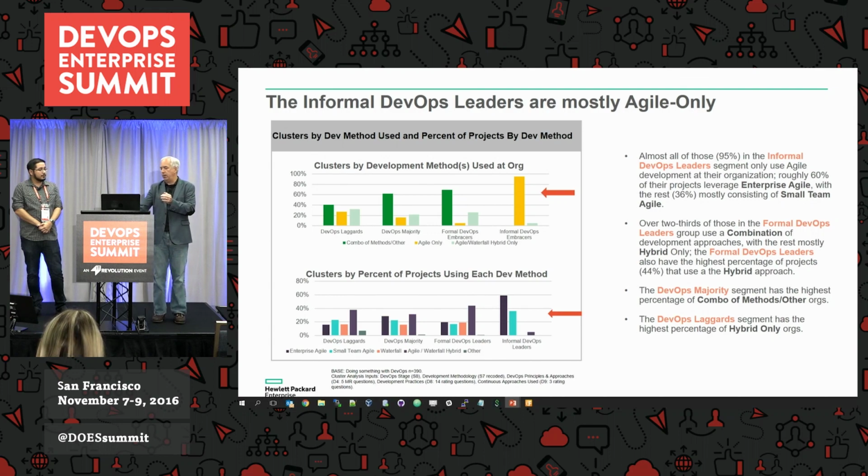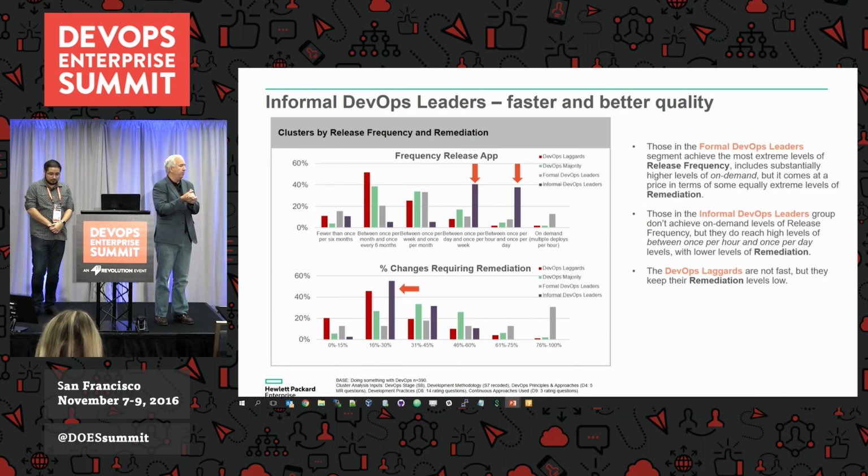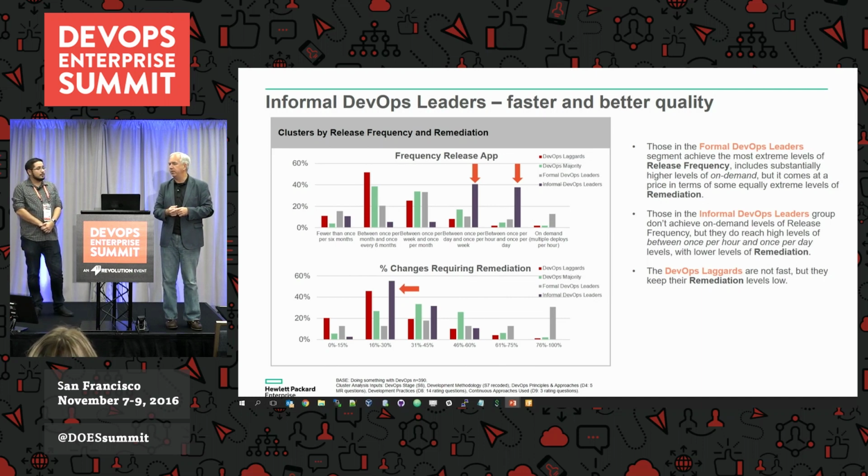The surprise was, we looked at how well they performed, and we looked at a couple of different ways of measuring performance, frequency of release being one thing. The thing that surprised us was that this group of informal DevOps adopters, the ones who are still piloting and experimenting, were faster and deployed with better quality than the group that declared themselves as having widespread DevOps adoption.